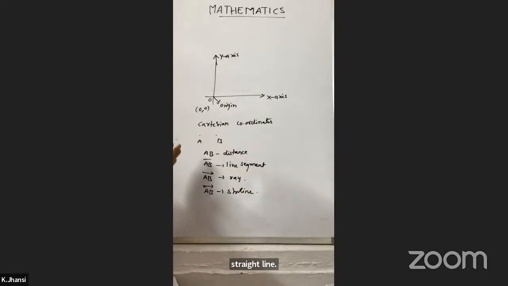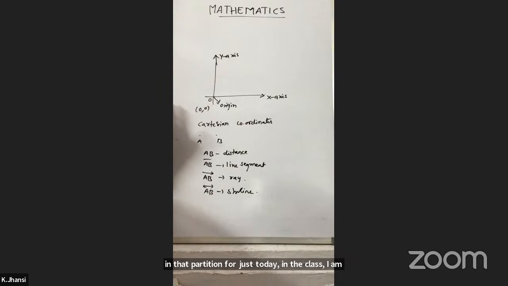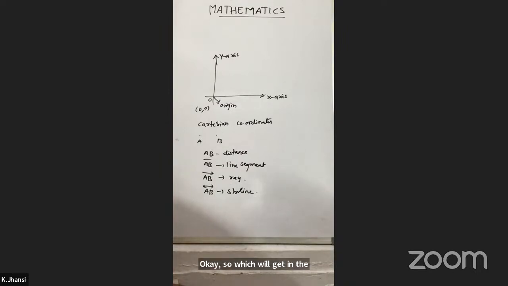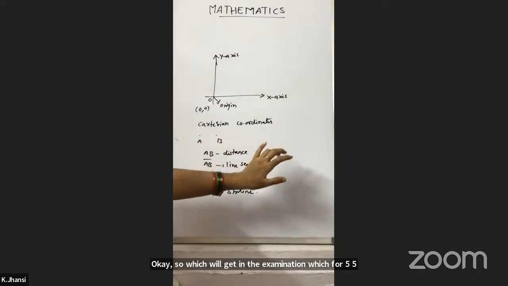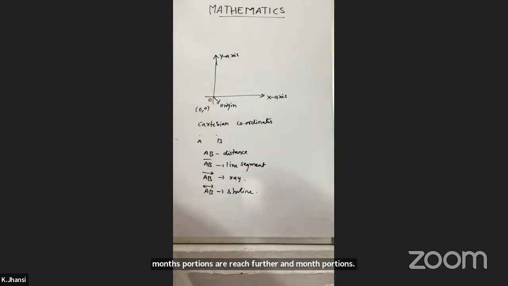So all these representations, all these topics we'll study in this unit. First, we have the coordinate system. In that Cartesian coordinates, just today in the class, I am giving the introduction to all the 5 units, which topics are important, which you will get in the examination, which for 5 marks questions and which for 10 marks questions. Okay, so first we have the Cartesian coordinates. Then we have polar coordinates.